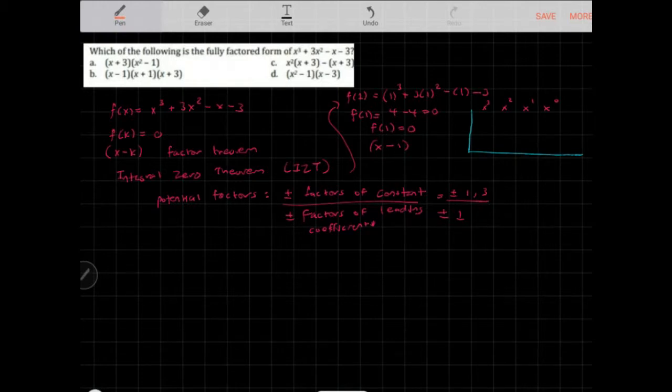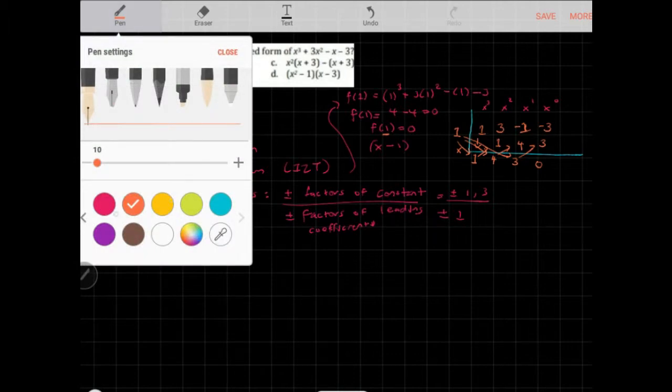And we plug our k value out here. So there's the 1, and I put the coefficients here. The coefficient for the x cubed term is 1, for the x squared term is 3, for the x to the power 1 term is -1, and for the x to the power 0 term is -3. I'm going to bring this down, so this is 1. I'm going to multiply it, so you get 1 here. 3 plus 1 is 4. 1 times 4 is 4. -1 plus 4 is 3. 1 times 3 is positive 3, and then you add them and you get 0.